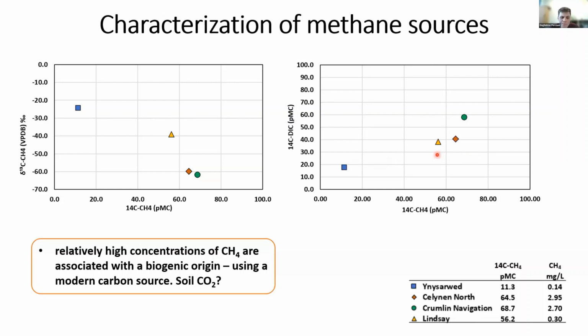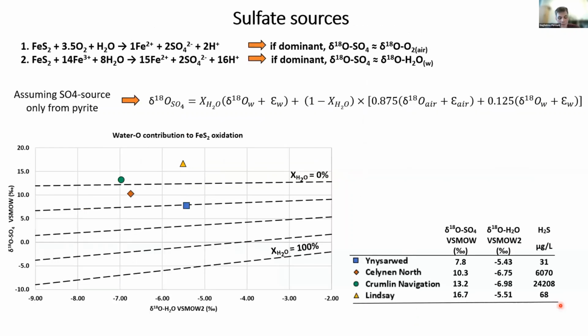and not the fermentation. Also to point out, where we have a biogenic source of methane, we find as well higher concentrations of methane. And those higher concentrations of methane rely on a modern carbon source to actually generate that concentration.